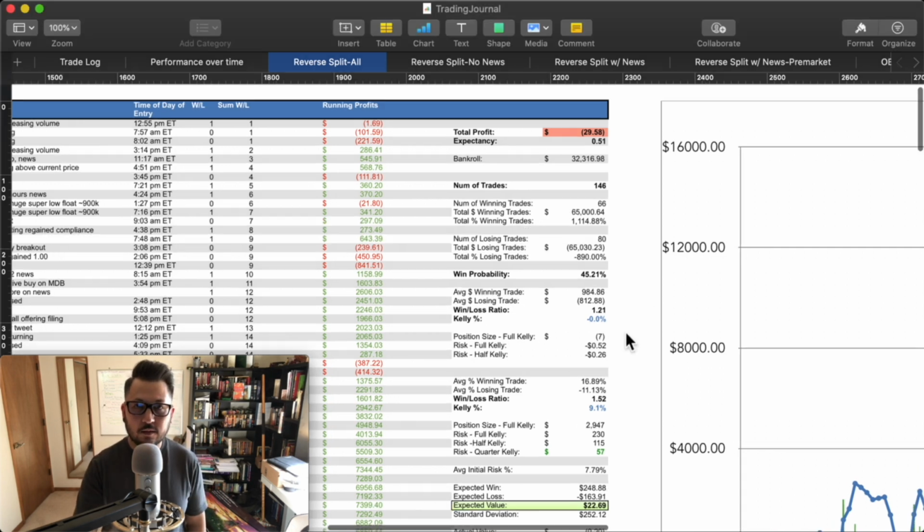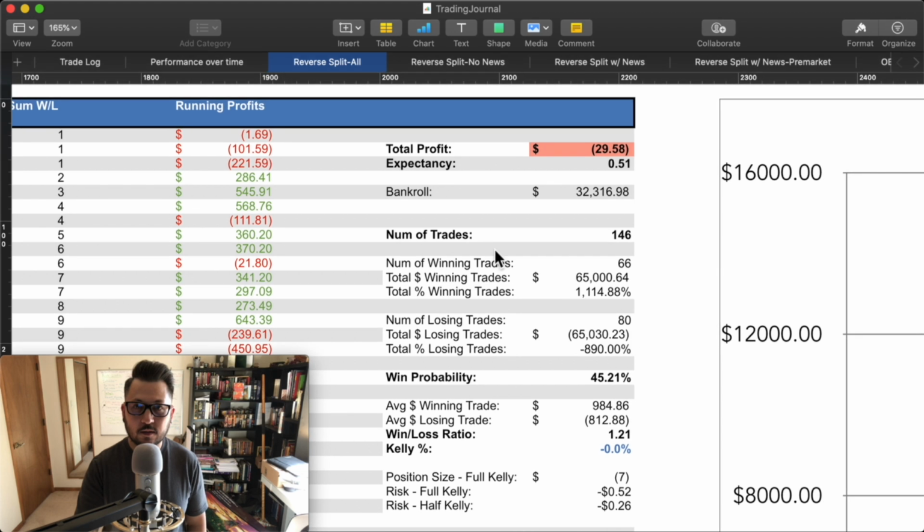Okay, so let's zoom in here and see some of these numbers. So number of trades, that's super important. Generally, I don't give any credence to these stats until the number of trades is at least 20. You need a certain sample size to start having any statistical certainty in these numbers because of the randomness that's part of trading.